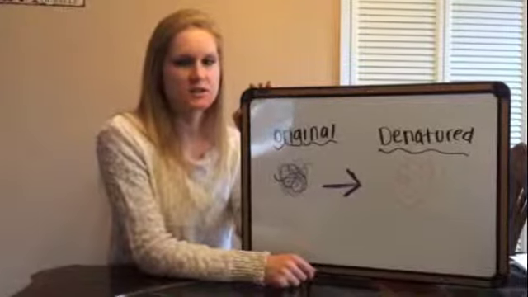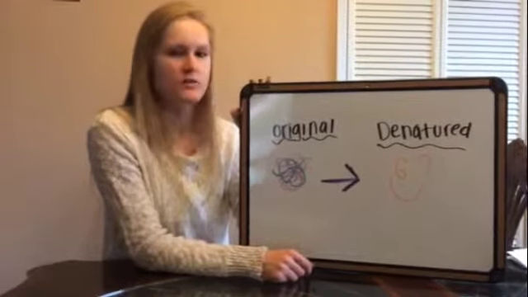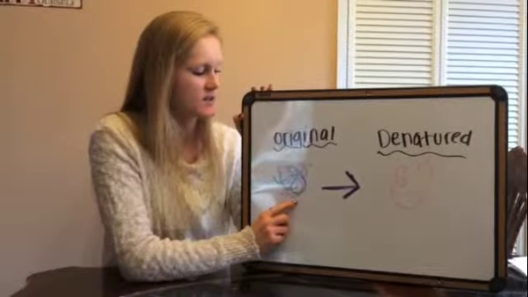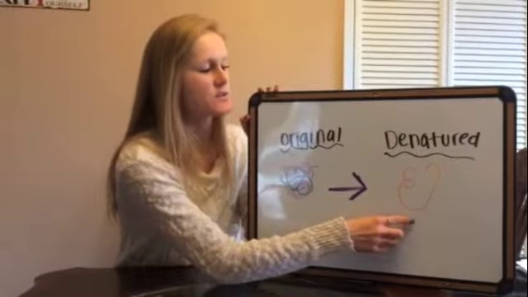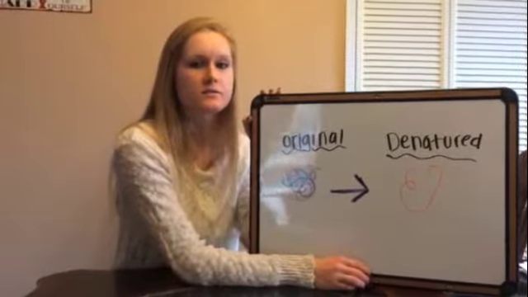In denaturation, the non-covalent bonds are disrupted, and when that happens, the native conformation is also disrupted. So as you can see here, it starts out as a tightly bound helix, and then it gets transformed into a looser setting, and that's due to the amino acids unraveling.